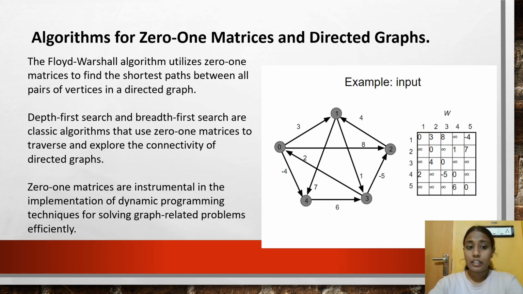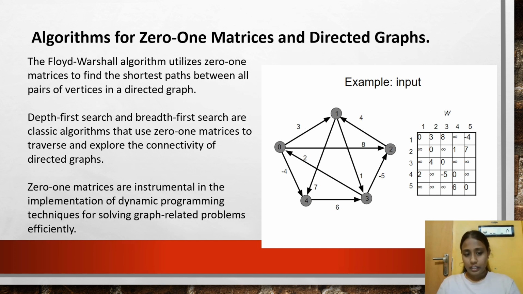The depth first search and the breadth first search algorithms are also being studied in the data structures. So we have previously used this zero-one matrix in those topics as well. To traverse and explore the connectivity of a directed graph, the zero-one matrix is instrumental in the implementation of dynamic programming techniques for solving related problems efficiently.